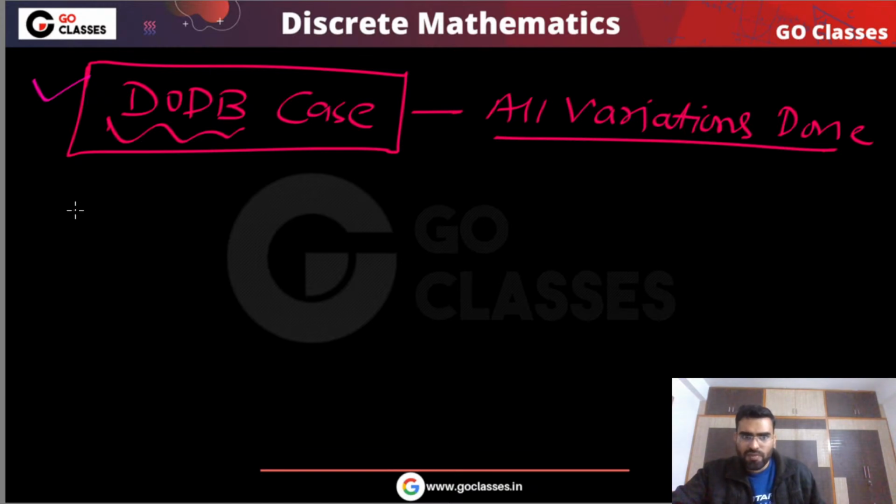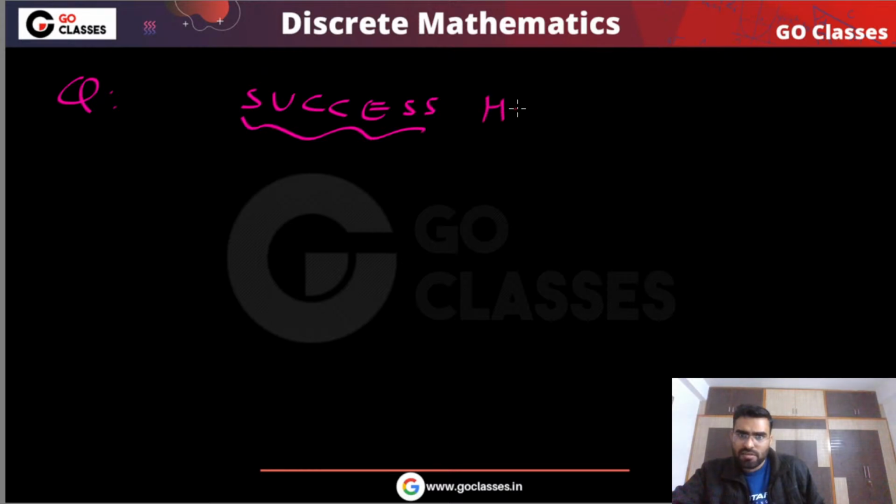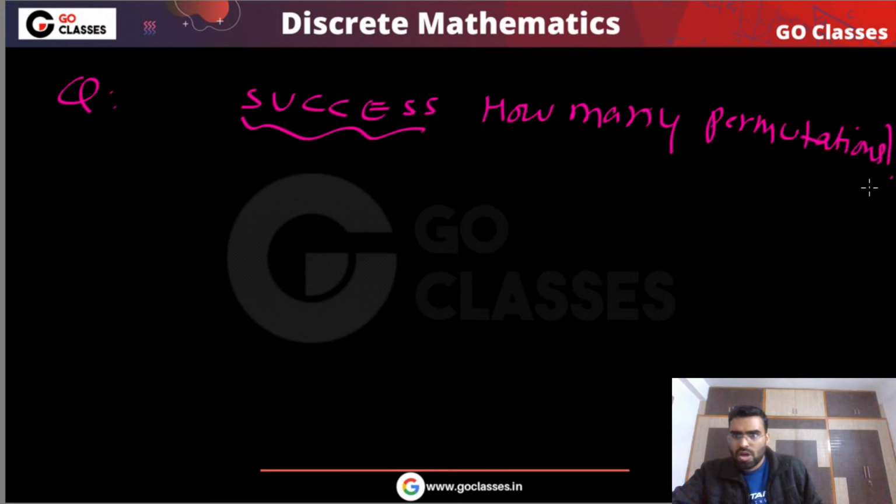Here in this DODB, one more variation is remaining, so you can check this variation is also coming. For example, if I give you the word success, how many permutations are there? This is also a DODB case actually. Basically, we have 3 s's. So how is this DODB? Can anyone tell me? How is this situation DODB?